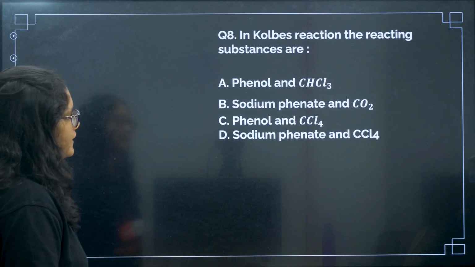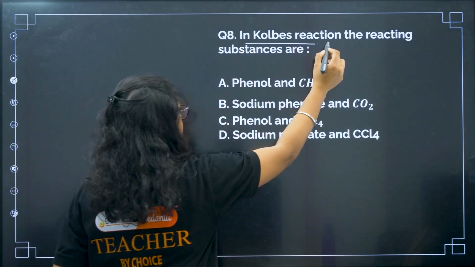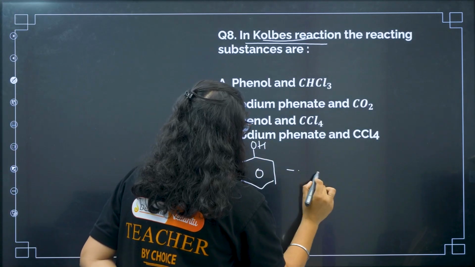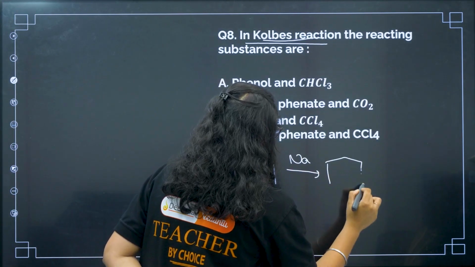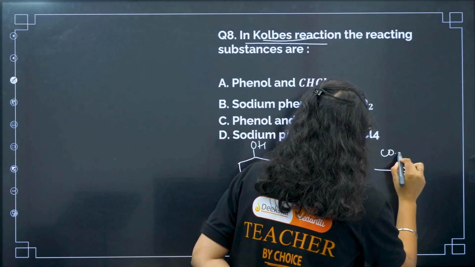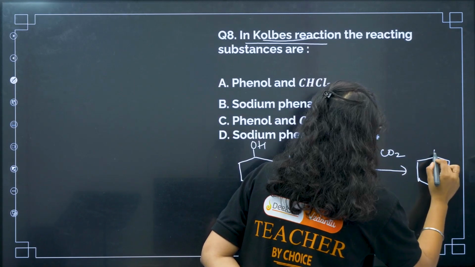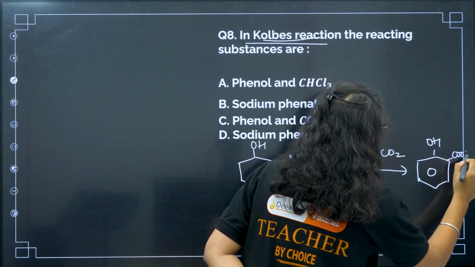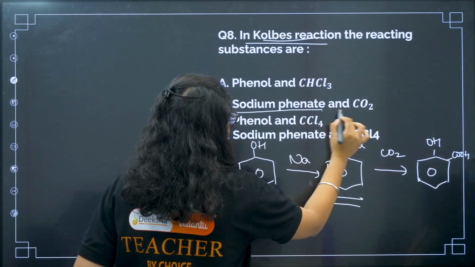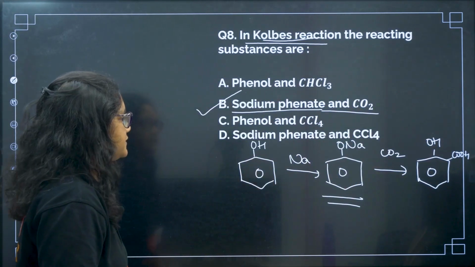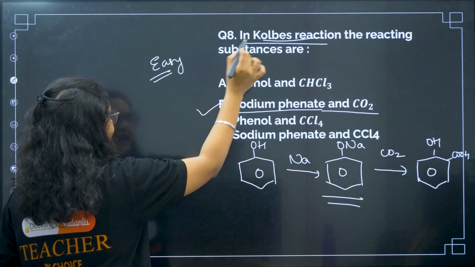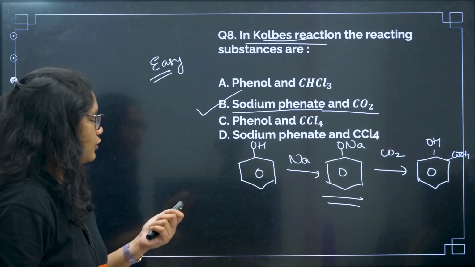In Kolbe's reaction, the reacting substances are... So if you remember, this is a name reaction. In Kolbe's reaction, we take phenol, okay, and then you take sodium, we get ONa, right, and then you treat it with CO2, and then we hydrolyze it, we get OH and we get COOH. So the reactants are sodium phenate and carbon dioxide, right? So the correct answer for this question is option number B. Again, this question is easy because it is a direct name reaction question from the chapter Phenols.